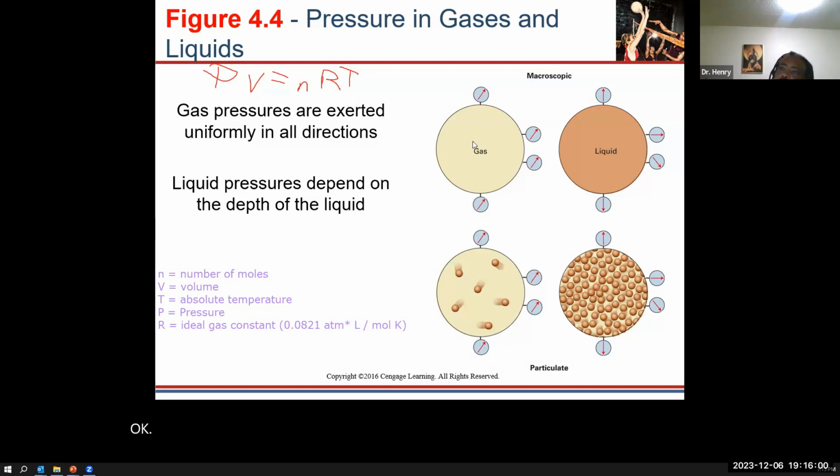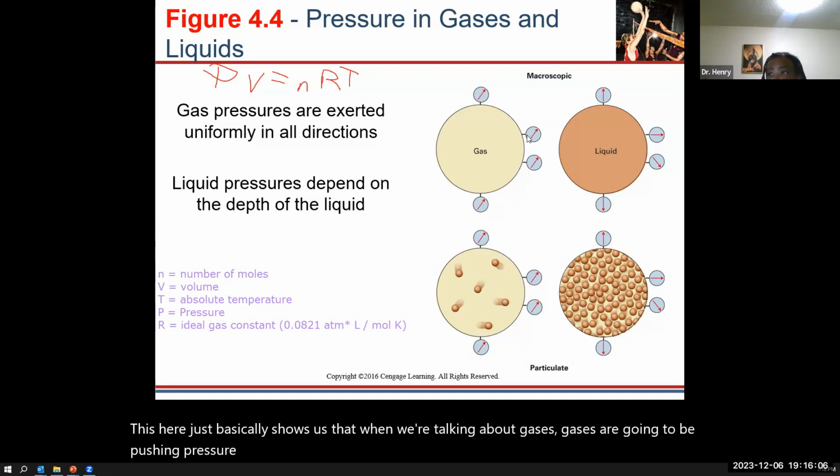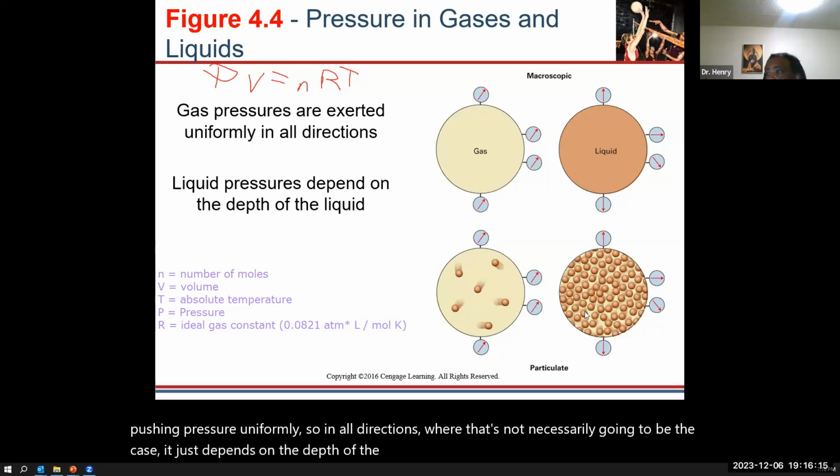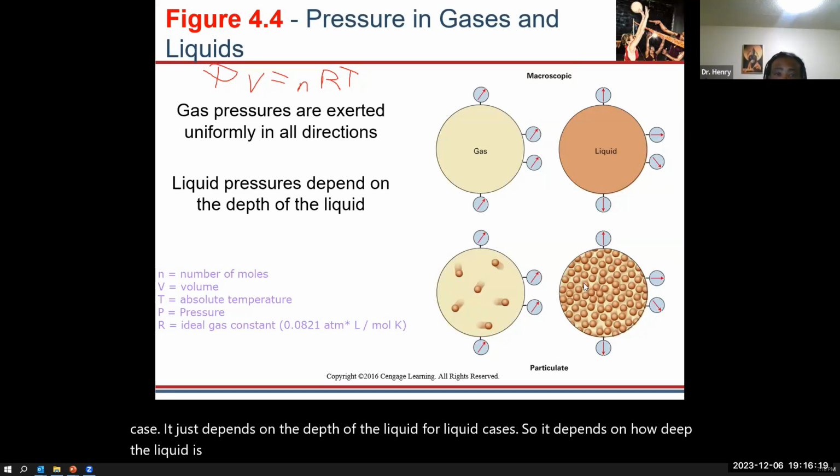This here just basically shows us that when we're talking about gases, gases are going to be pushing pressure uniformly. So in all directions, where that's not necessarily going to be the case. It just depends on the depth of the liquid for liquid cases. So it depends on how deep the liquid is how the pressure is going to be behaving.